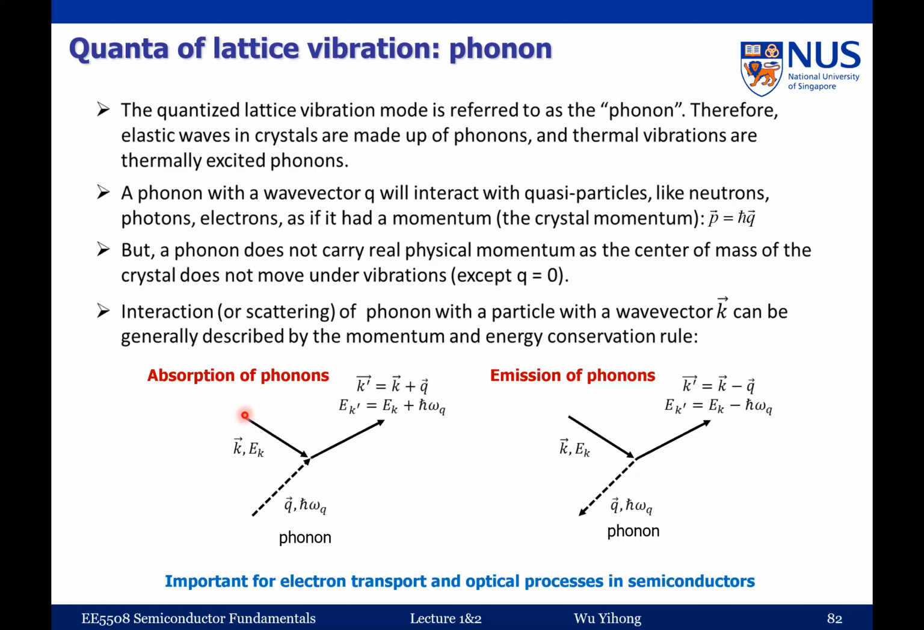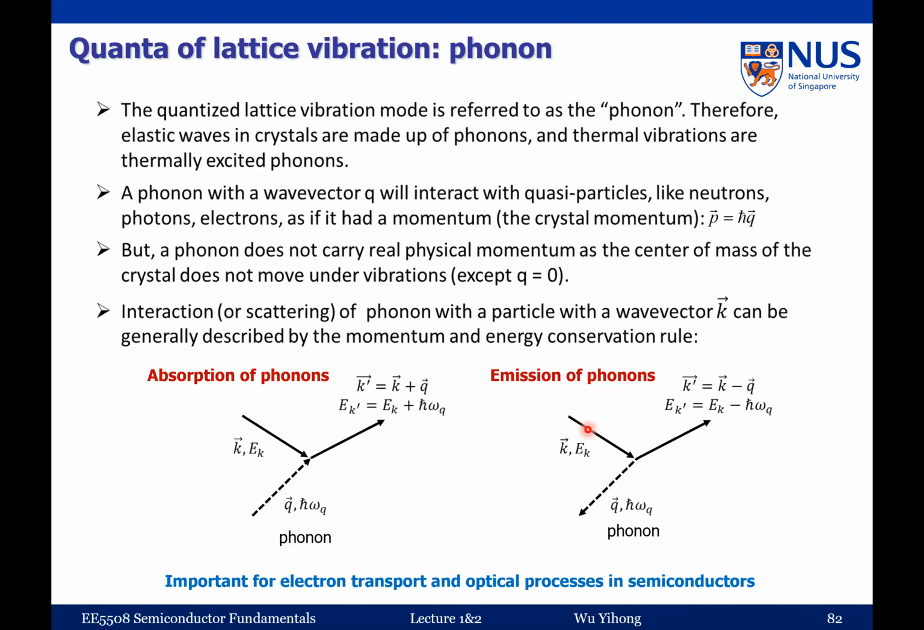This particle will gain additional energy, ħω_q, because it absorbs the phonon. Also the wave vector will change from k to k plus q, equal to k prime. This means the momentum will increase. Initially the momentum is ħk, and now the momentum is ħk plus ħq, because the momentum ħq of the phonon is absorbed.